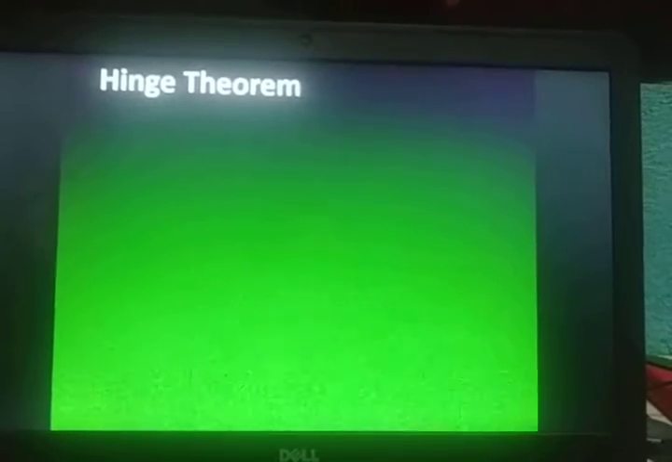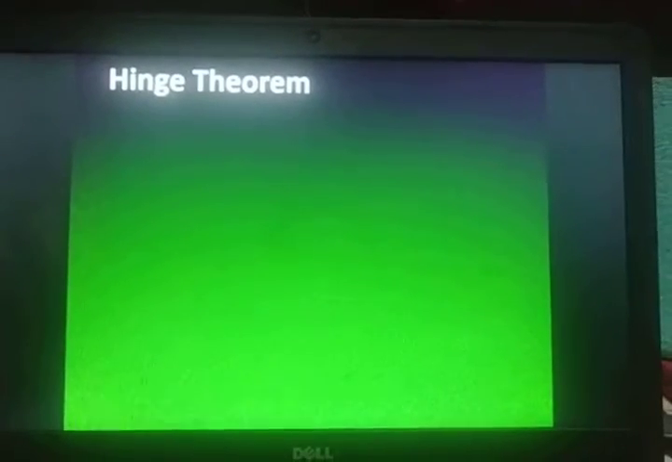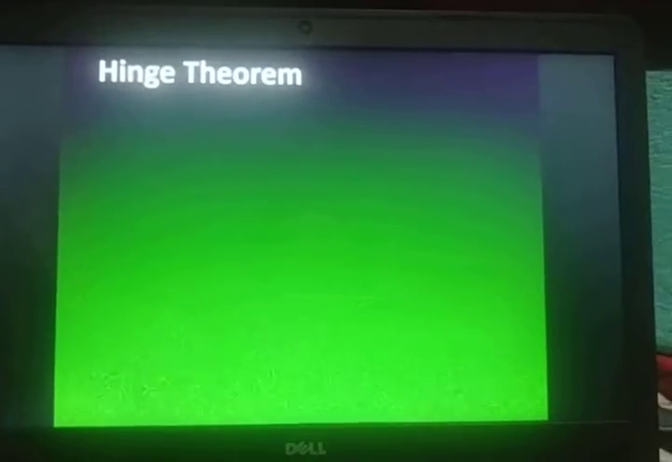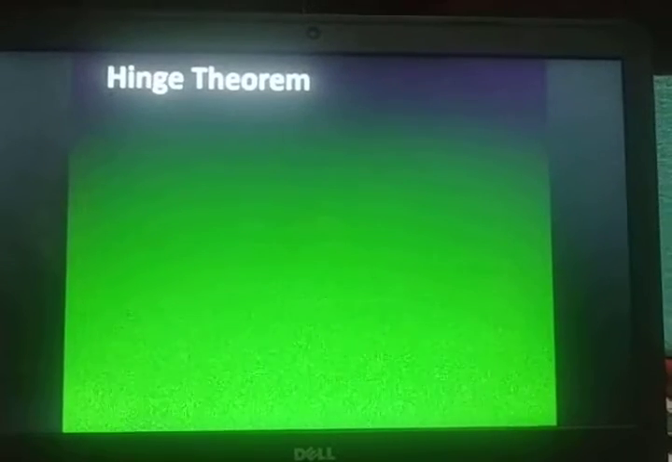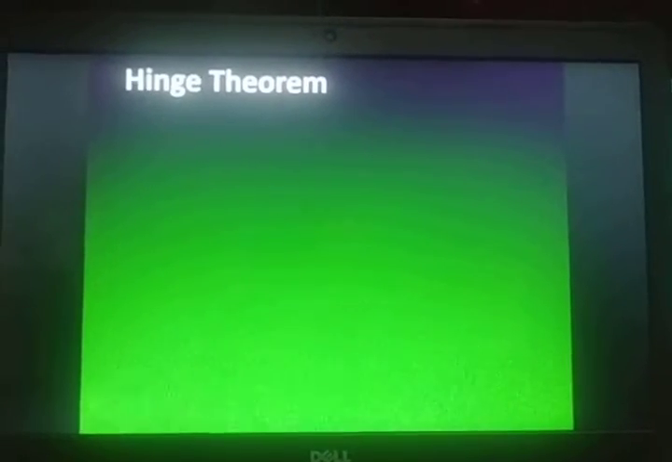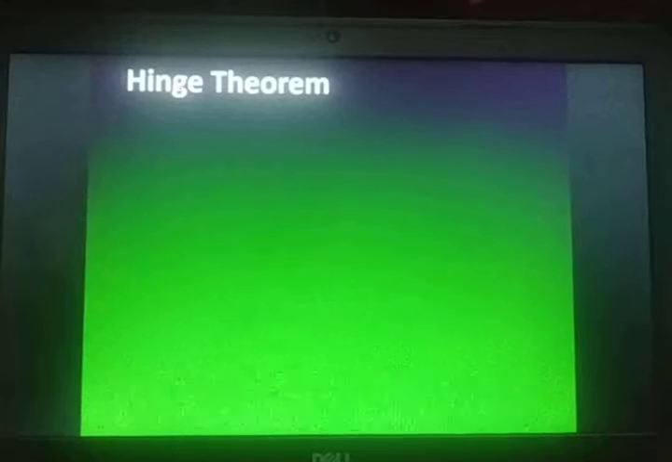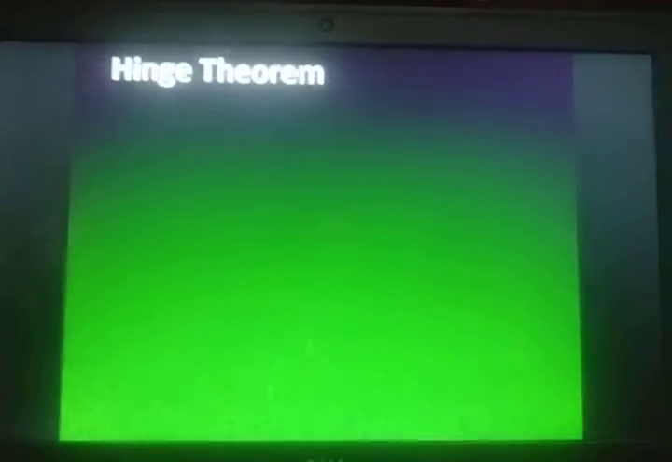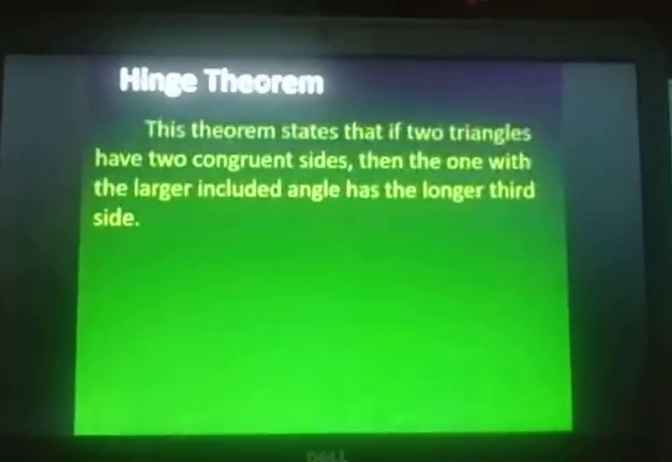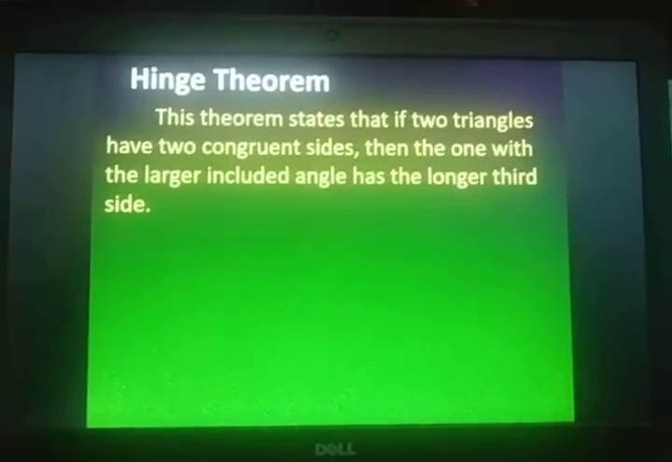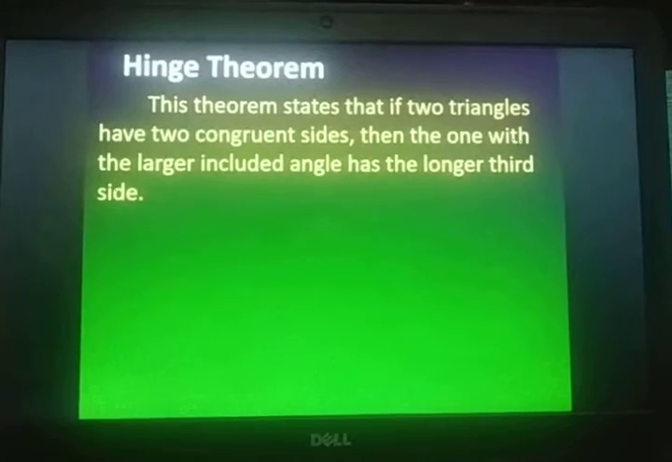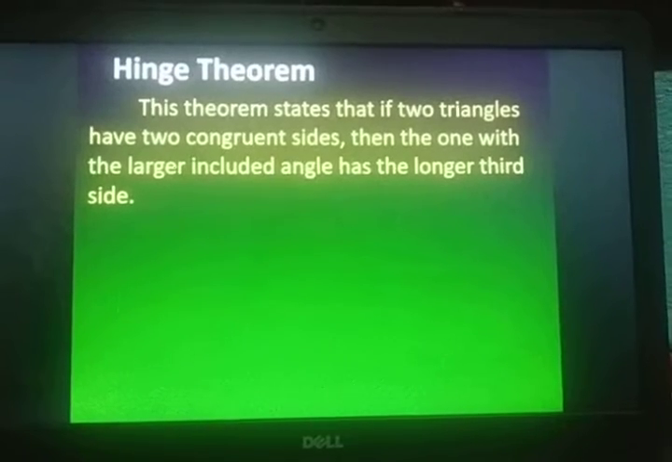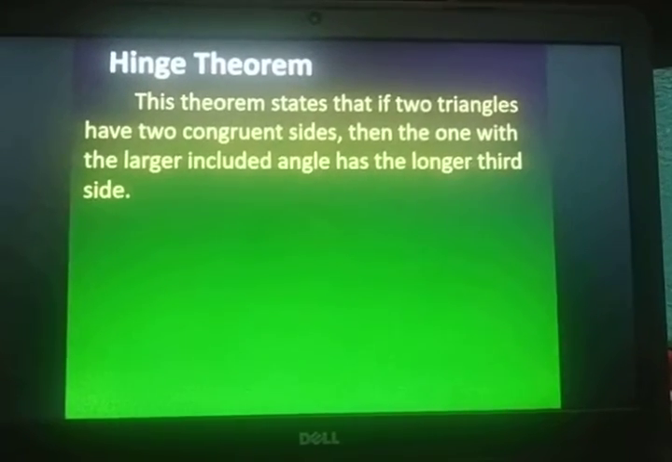The word hinge, in our translation, is what we call bisagra. Like in our doors, di ba? The hinge, bisagra, is attached to our door panel at the side so that when you push or pull it, it does not go away. Okay, let's read the definition. Hinge theorem. This theorem states that if two triangles have two congruent sides, then the one with the larger included angle has the longer side.